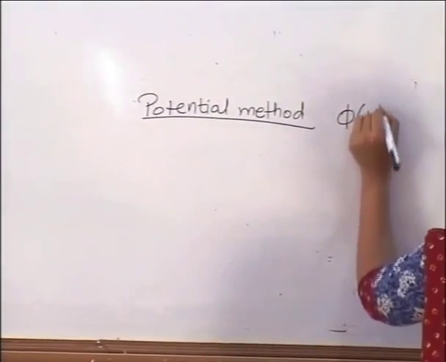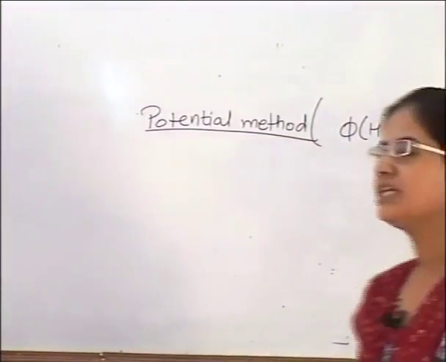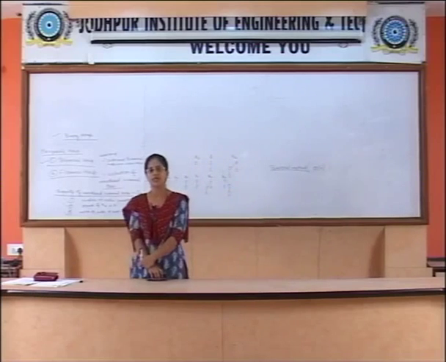Represented by phi h. This potential method will be used for amortized analysis of the Fibonacci heap.